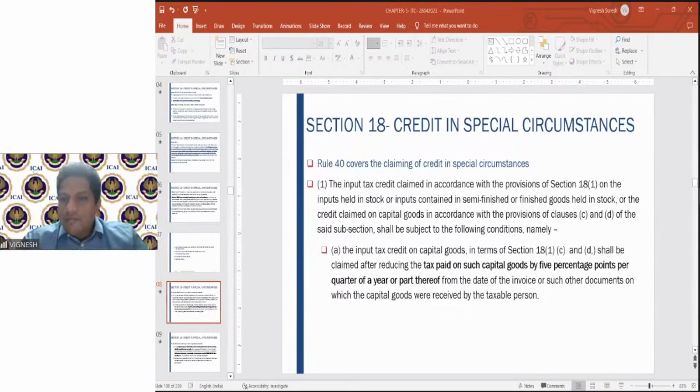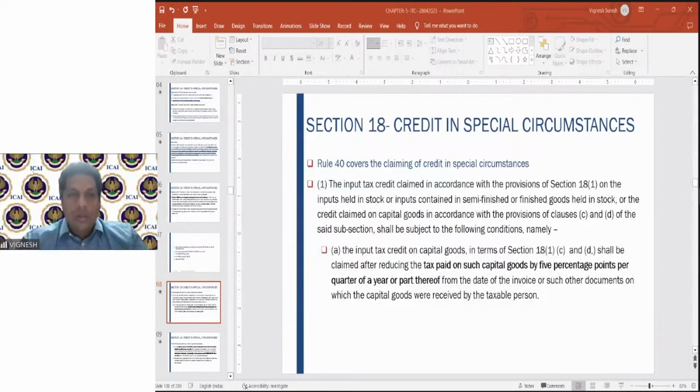Sir, but if the left out inputs which are greater than 1 year from the date of issue of invoice can be claimed till 30th September following the end of the financial year, as per section 18(2), it is in conflict with the above provision to claim left out credits.